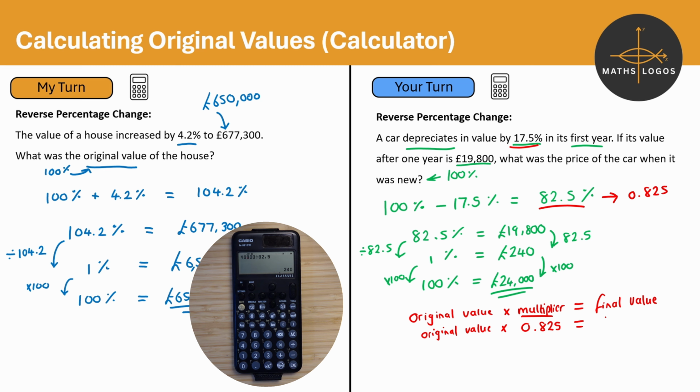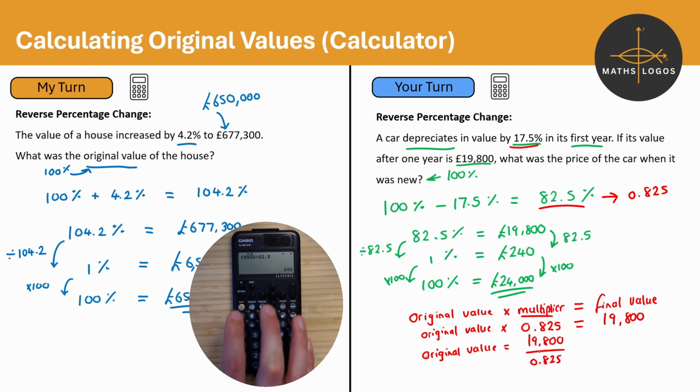And that's equal to our final value of 19,800. So we can say the original value is equal to the 19,800 divided by the 0.825. And just to show you that that does indeed give us the same thing, if we type them into our calculator, it gives us our answer of 24,000. So this method is a good option if you're happy with working out your multipliers.